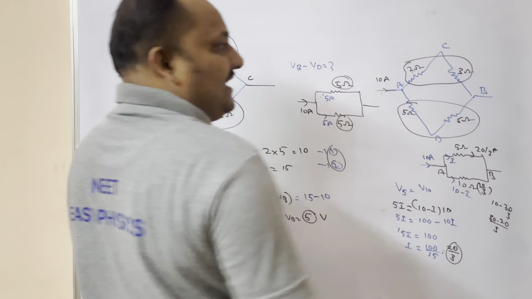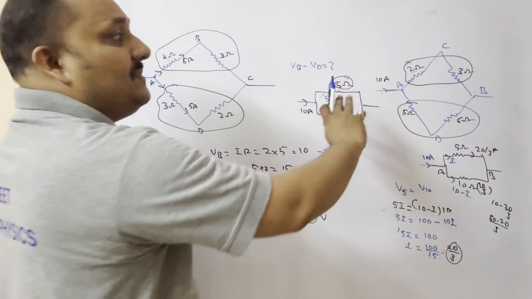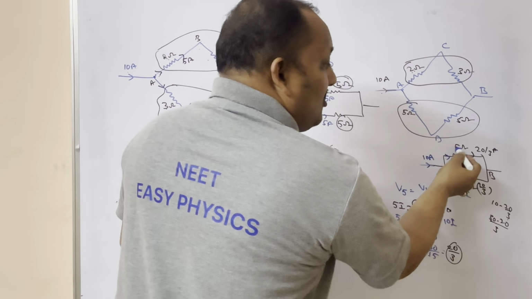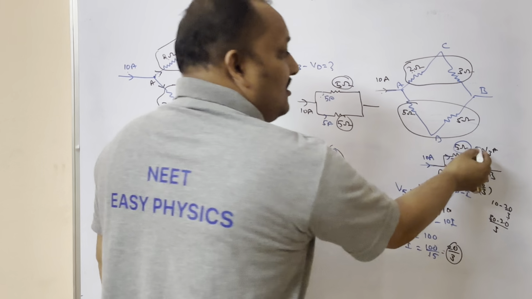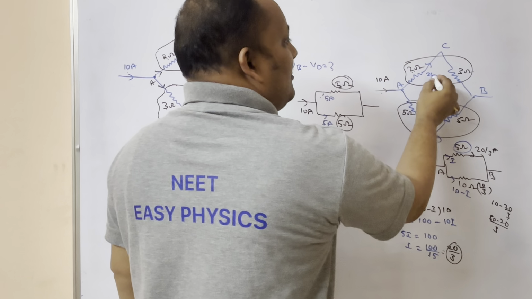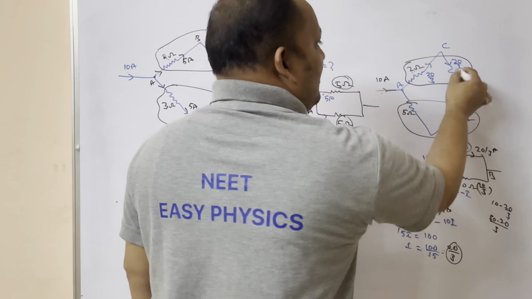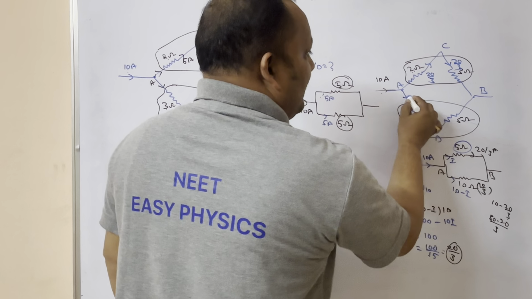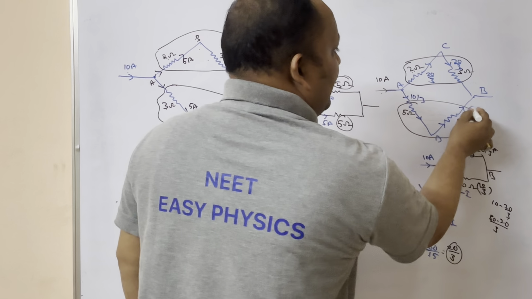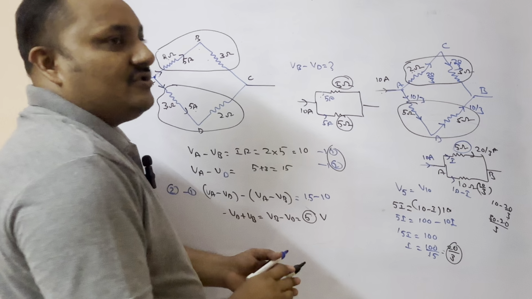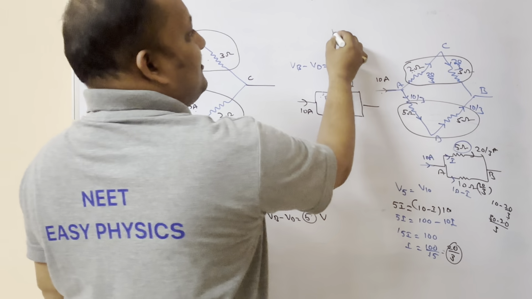Now, 2 and 3 are connected in series. Series means what is same? Current is same. How much current is passing through 5 ohms? 20 by 3. Therefore, in this also 20 by 3. In this also 20 by 3. Remaining current here, we got 10 by 3, 10 by 3. Understood? Now, once you got current, you can find same as usual.